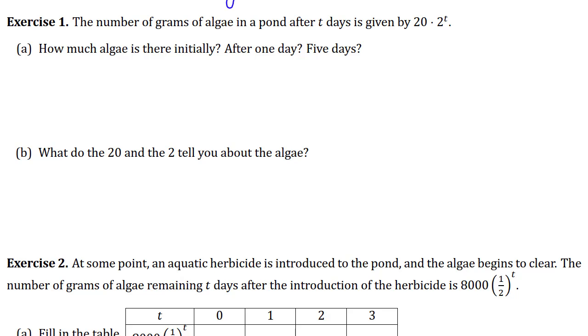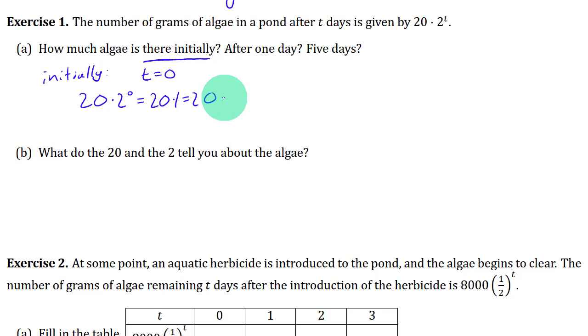All right, so how much algae is there initially? So initially means after 0 days. So that means after t equals 0. And you can get that by doing 20 times 2 to the power 0. And 2 to the power 0 is just 1, so that gives you 20 times 1, which is 20. So that means there's 20 grams initially.